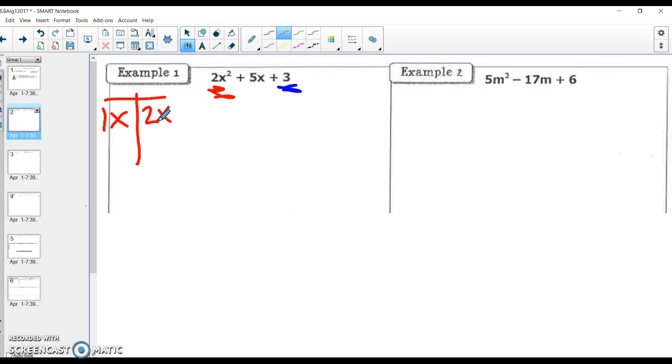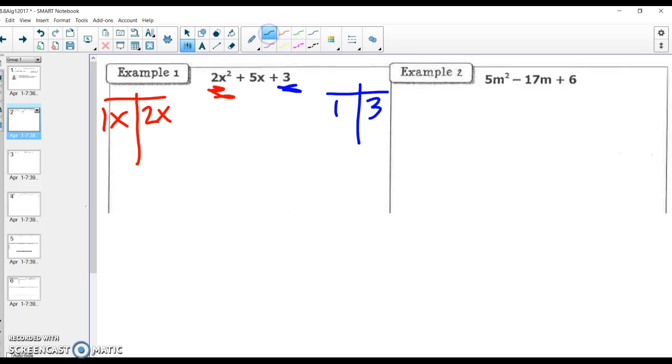Alright, so the only options are 1x and 2x. And then also over here, the 3's, there's really only one option for that. It's 1 and 3. Now it's super important to see over in the red, I wrote down 1x and 2x for the 2x squared. It's important to keep the x in there.